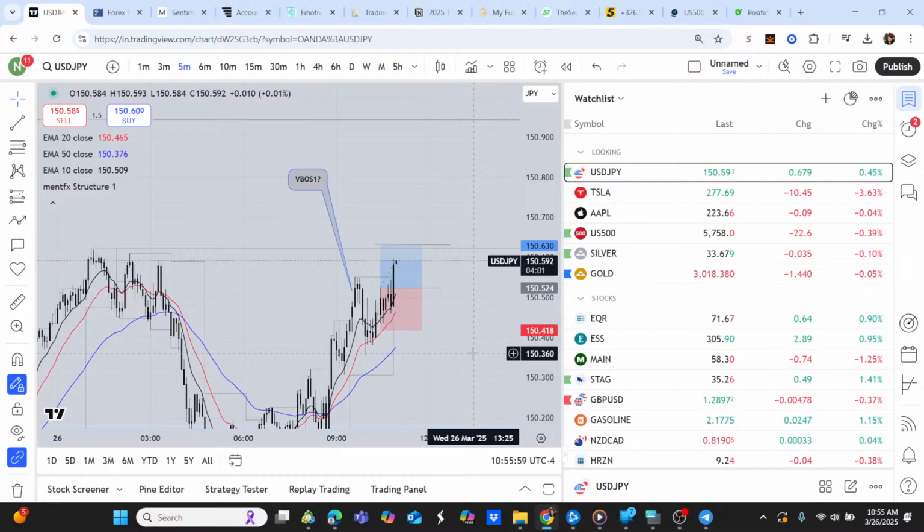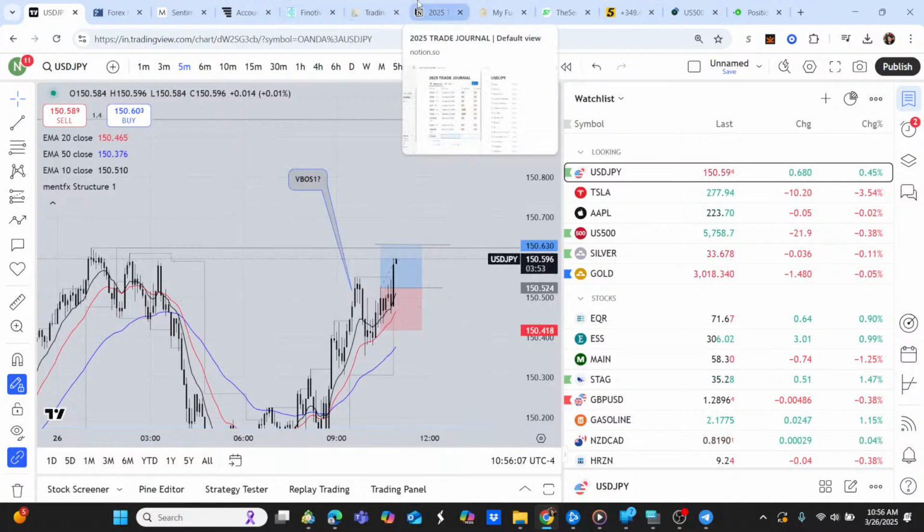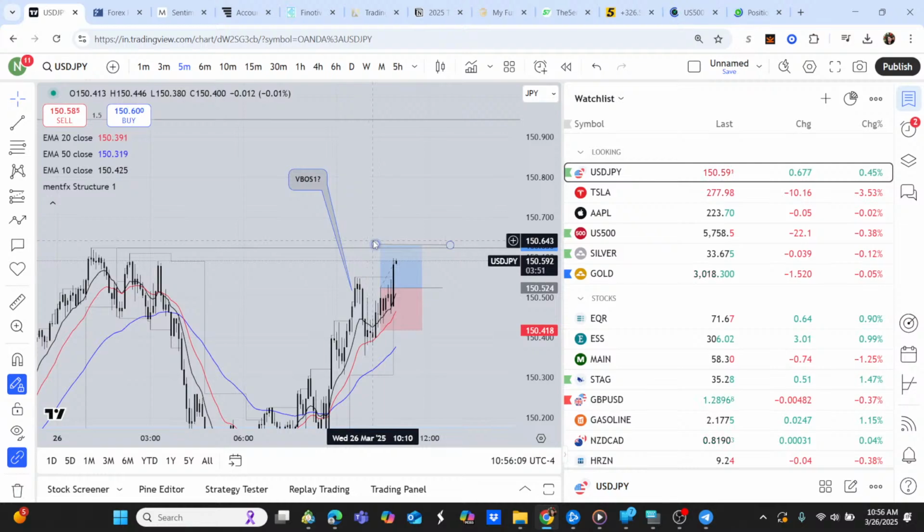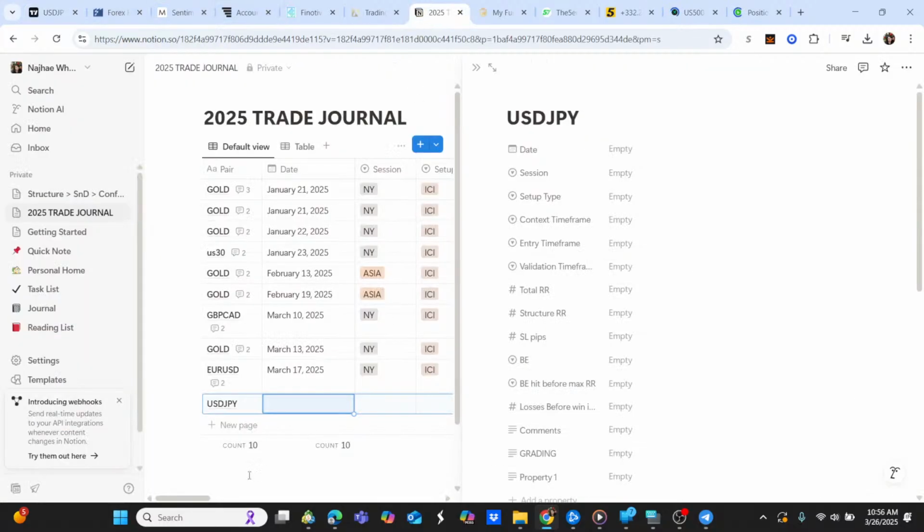All right, price is stalling just a bit. So as soon as I say it's pushing a little bit, I'm trying to see if I should put it in my journal first or wait just a bit. It shouldn't matter. I'm gonna put it in my journal first. All right, so this is what I do for putting it in my journal.